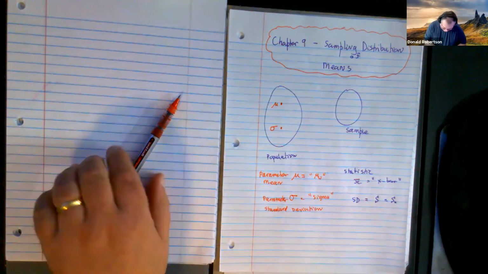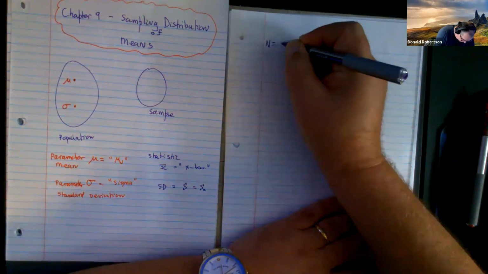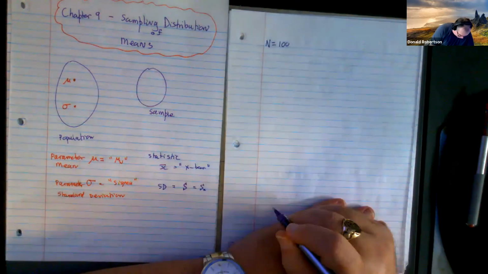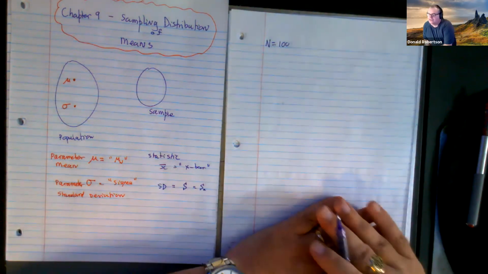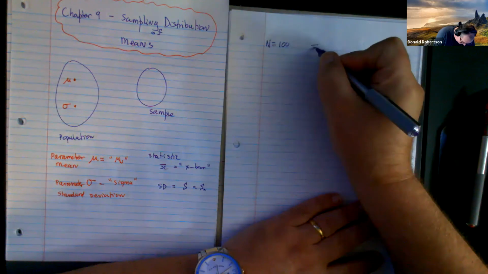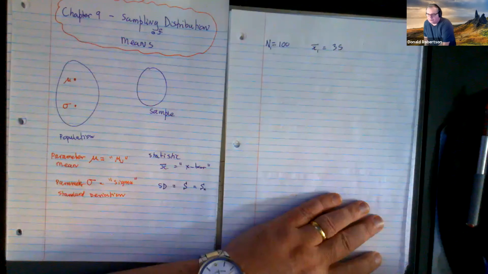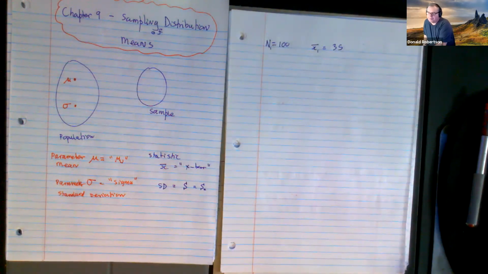Now, just like we did with proportions, we're going to look at what would happen if you took a sample size of 100. Well, suppose I was interested in the average age of Americans. And I took a sample of 100 and I got the answer 35. So I collected 100 random people in America, got their ages, added them all up, divided by 100, and the average came out as 35 years old.